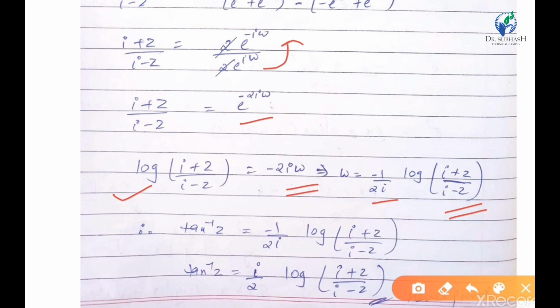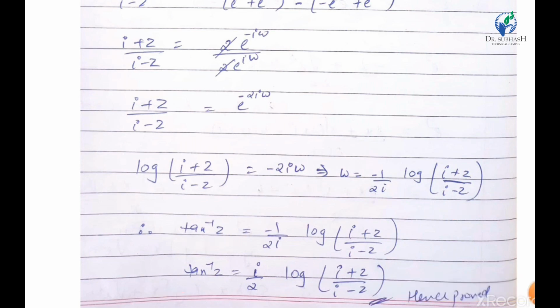Now w we have assumed as tan inverse z, and now this 1 upon i can be written as minus i, and minus minus will become plus. So we get tan inverse z equal to i upon 2 log of i plus z upon i minus z. Hence we have proved this here.